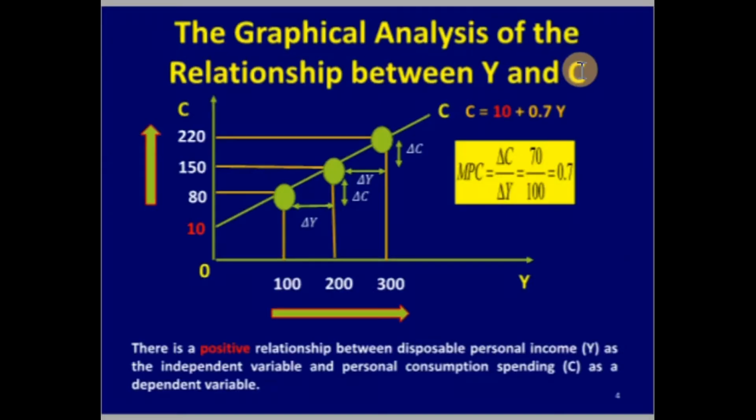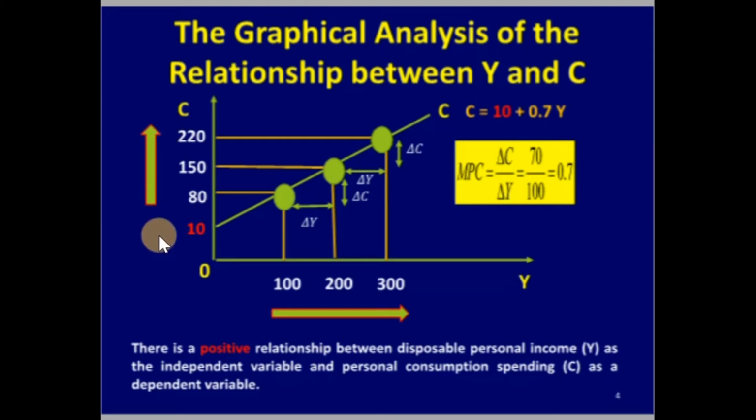The graphical analysis of the relationship between the disposable personal income as the independent variable and the personal consumption spending as the dependent variable. The relationship between the disposable personal income as the independent variable and the personal consumption spending as the dependent variable is positive. As Y increases, C will increase and vice versa.